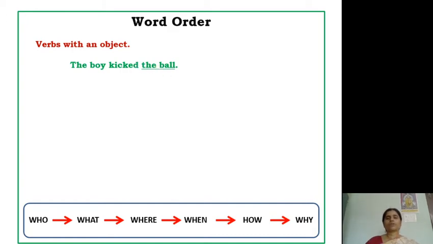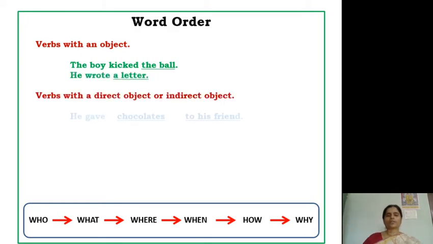Sometimes in a sentence we get two objects. That means more than one object. Then what is the order that we have to follow, and how to identify which is a direct object and which is an indirect object? Now let us see with an example. He gave chocolates to his friends. Now here, he gave what? Chocolates. To whom? His friends.